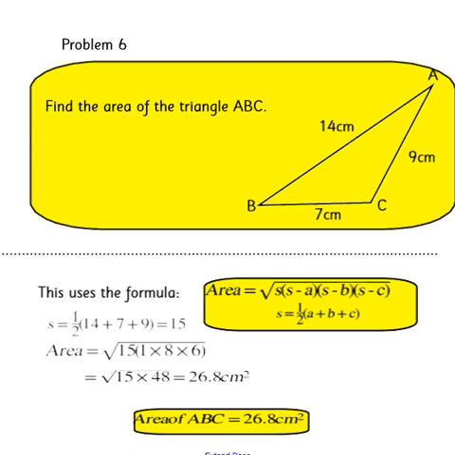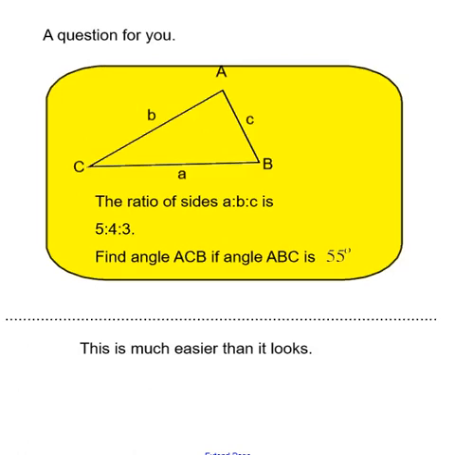Another one, find the area of the triangle. This uses the formula I showed you. s is half a plus b plus c, and the area is that. A fairly complicated method. I can't see any other way of doing it, but there we are. Finally, a question for you. This is a lot easier than it looks.